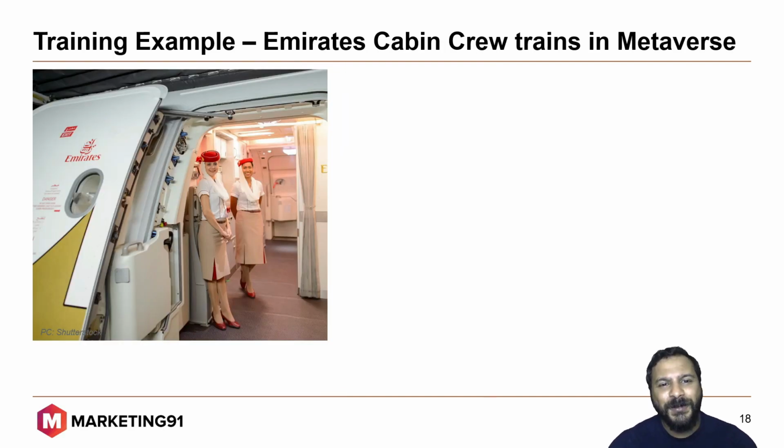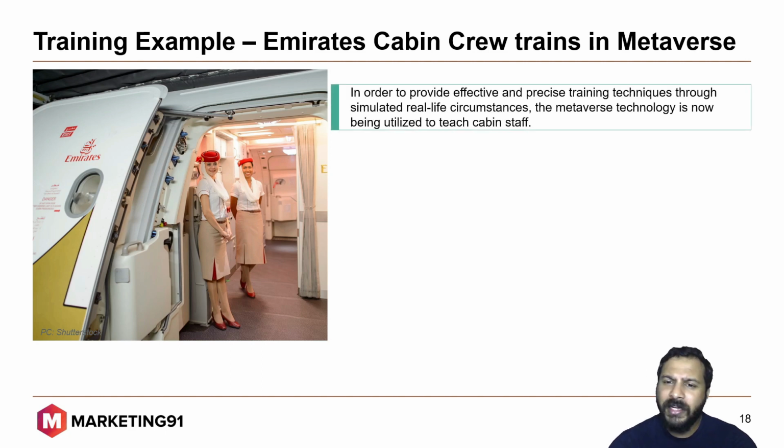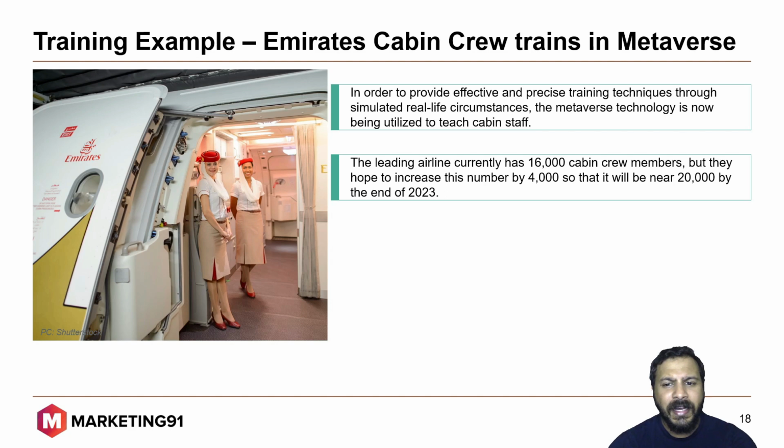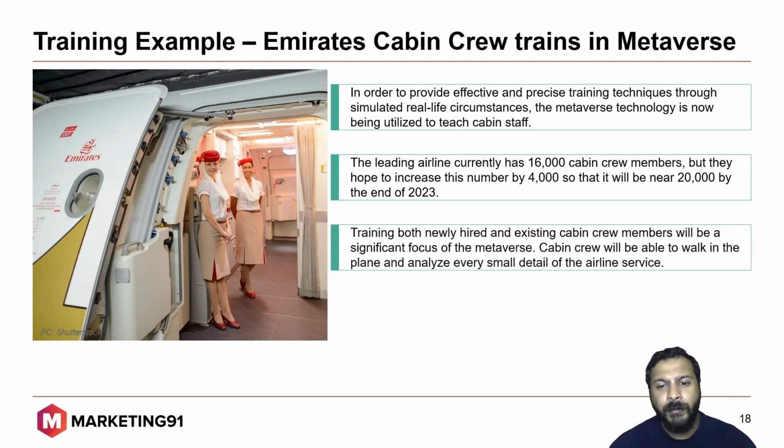Moving on to another example of training in the metaverse by Emirates. In order to provide effective and precise training techniques through simulated real-life circumstances, the metaverse technology is now being utilized to teach cabin crew. The leading airline currently has 16,000 cabin crew members, but they hope to increase this number by 4,000, so that it will near 20,000 by the end of 2023. Training both newly hired and existing cabin crew members will be a significant focus of the metaverse. Cabin crew will be able to walk in the plane and analyze every small detail of the airline service.